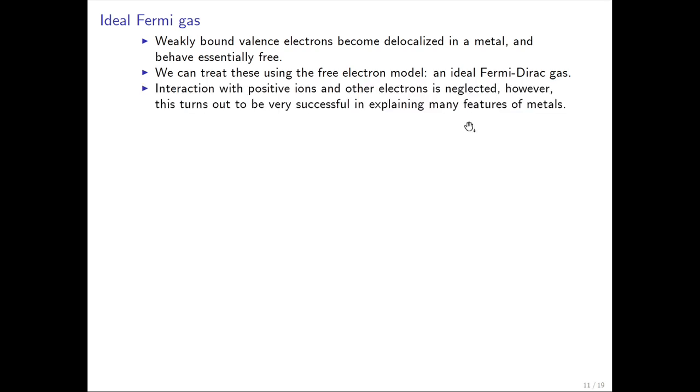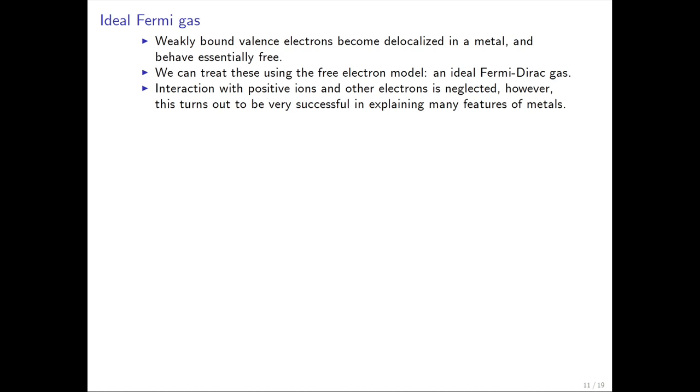So basically we have a metal, we have atoms in a metal, and the electrons in the valence states, the really weakly bound electrons in our metal, become delocalized, and they essentially behave like free particles. So we can treat them as if they're free particles. Now, we'll treat them using the so-called free electron model, which we'll assume to be an ideal Fermi-Dirac gas.